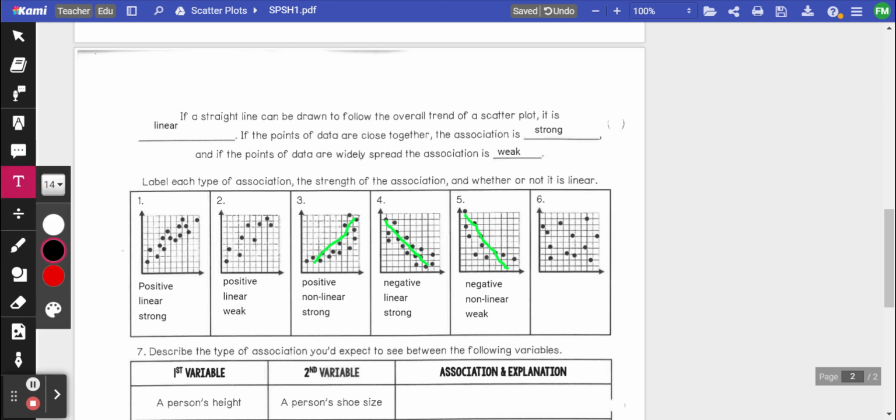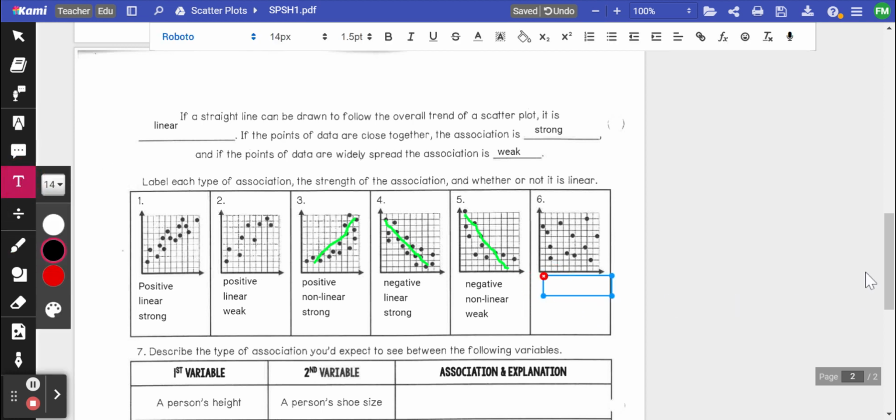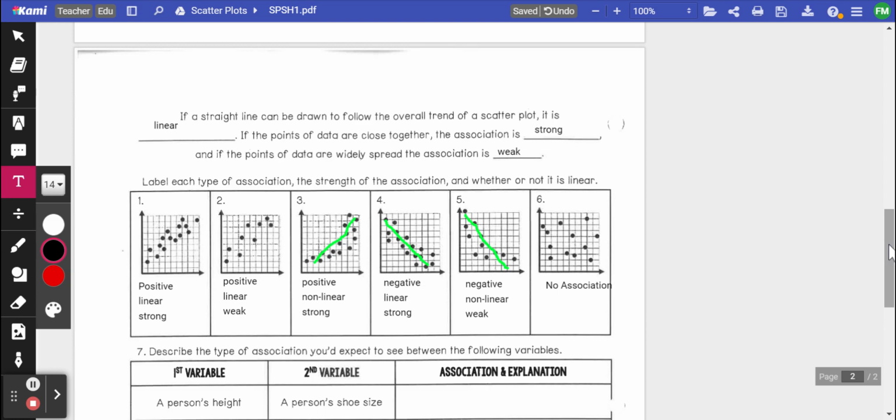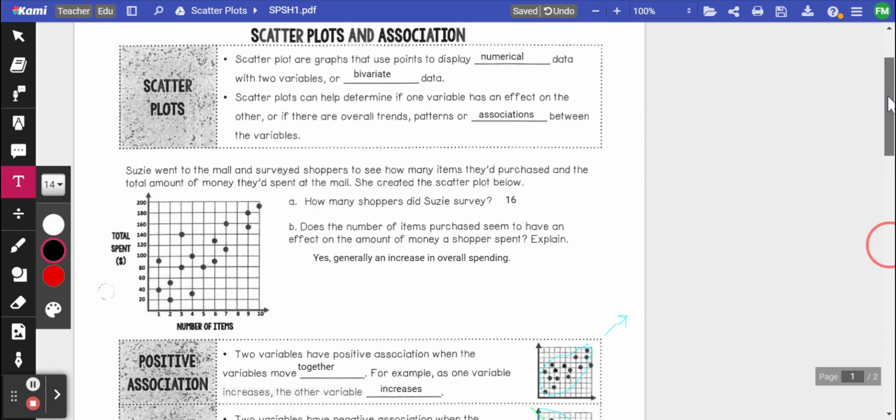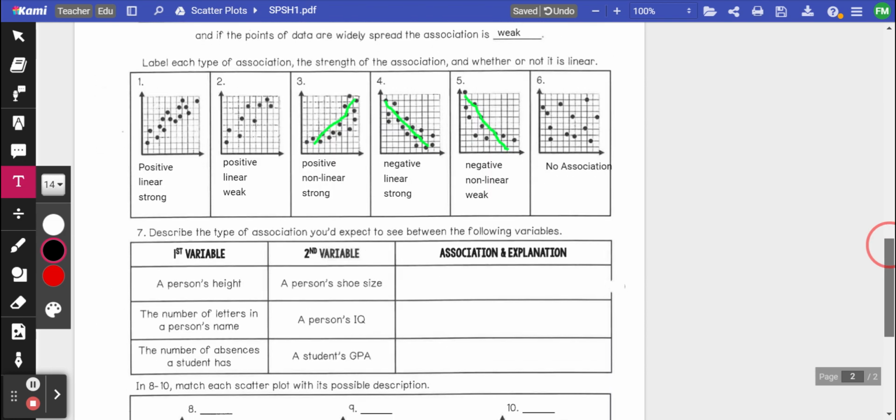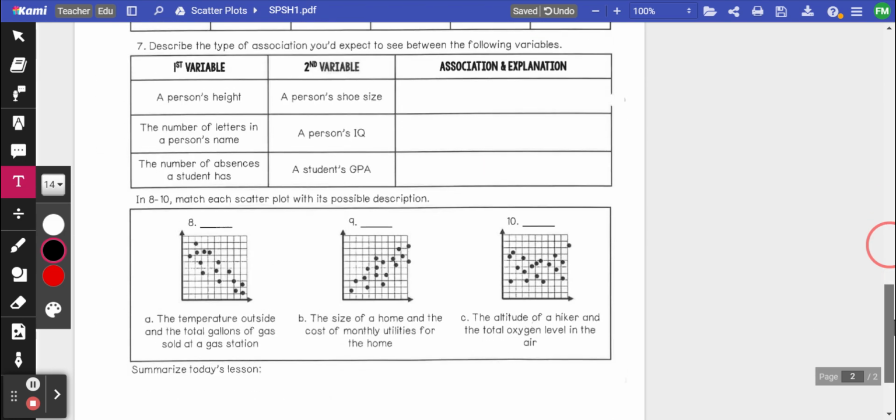All right. Now, number 6, pretty straightforward. No association. There you go. I mean, that is what it is. So, taking a look. Looking good. All right. Let's jump down to 7, 8, 9, and 10.